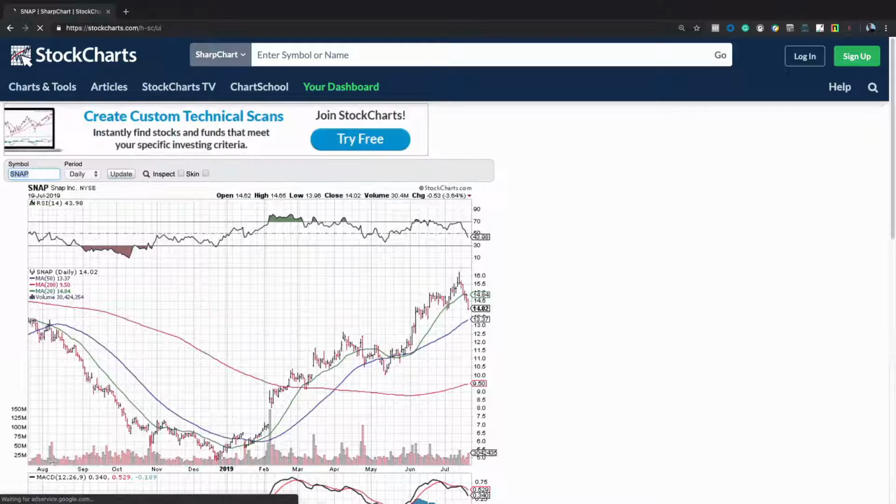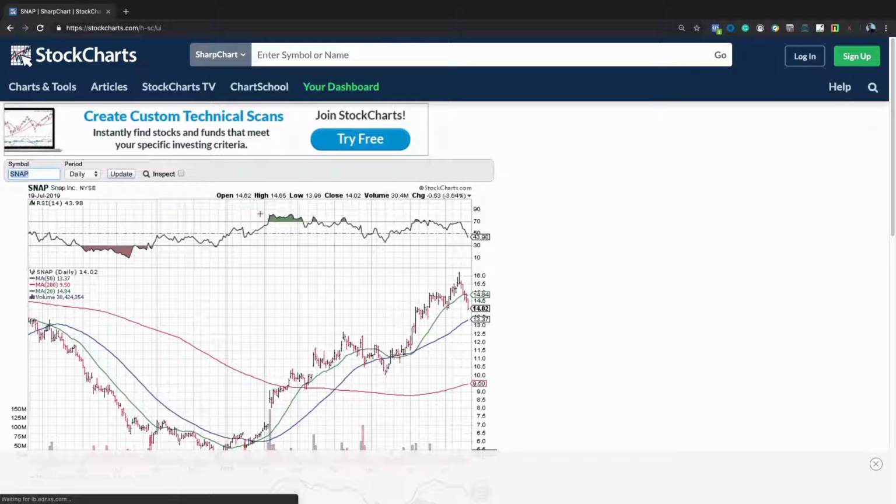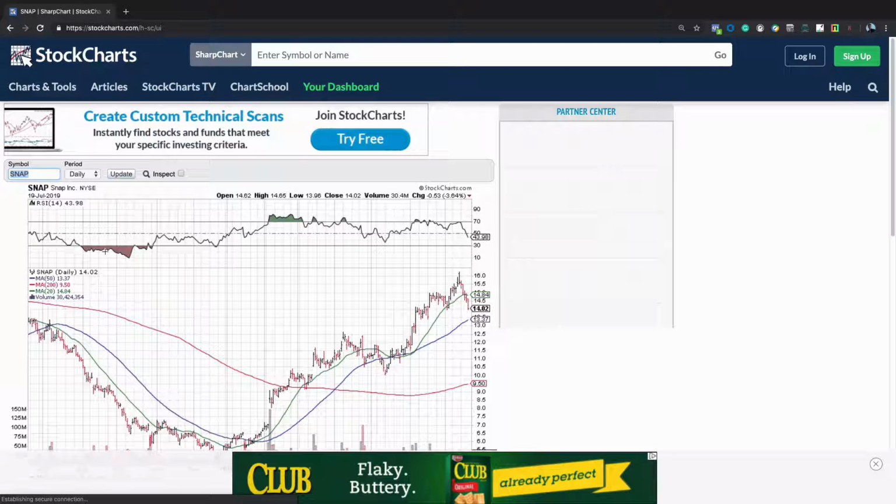I use the RSI indicator, which is the one at the top. It pretty much shows if it's overbought. When it's in the green area, it's overbought. If it's in the red area, it's oversold. Anything below 50 is considered oversold. Anything above 50 is considered overbought.